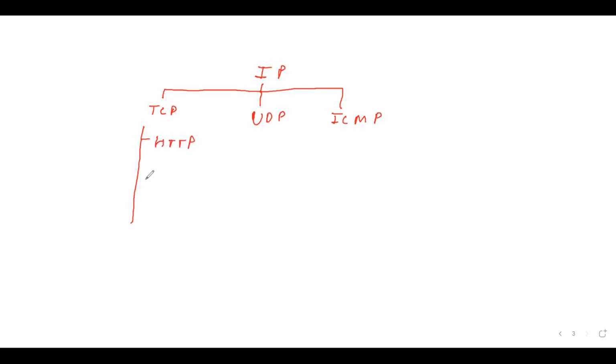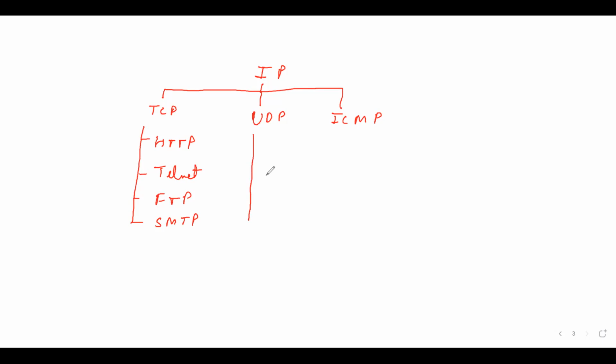How will it give it? In IP we have three categories: TCP, UDP, and then ICMP. Then in TCP, we have protocols like HTTP, Telnet, FTP, SMTP. These are individual services which belong to TCP.